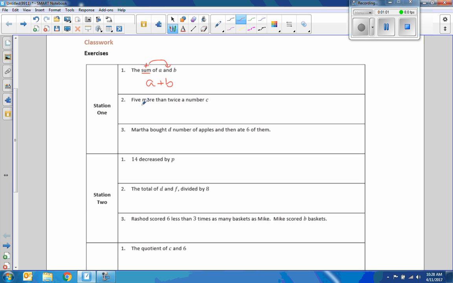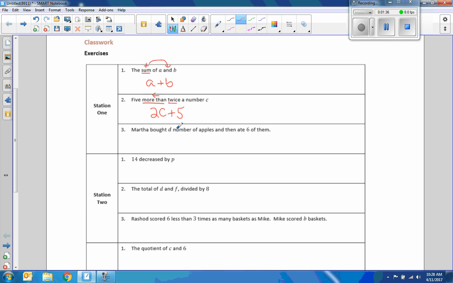Okay, 5 more than twice a number C. Now remember, when we see the words more than, we read it this direction. So I'm going to do this side first. It says twice a number C, which is 2 times C, or simply 2C. More than is plus, and then the 5 comes at the end. Whenever we see the words more than, less than, greater than, we always work right to left. So 5 more than 2C is 2C plus 5.